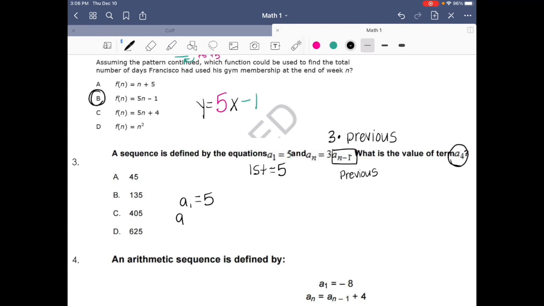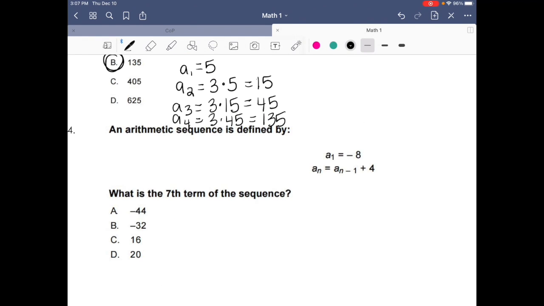And they want us to get to the 4th term. So we have the first term we know is 5. So the second term is going to be 3 times the previous. Well, 3 times the previous is 5. So 3 times 5 is 15. Then the third term is going to be 3 times the previous, which is 15. That's going to be 45. And then the 4th term is going to be 3 times 45, which is going to be 135. So the answer is B.